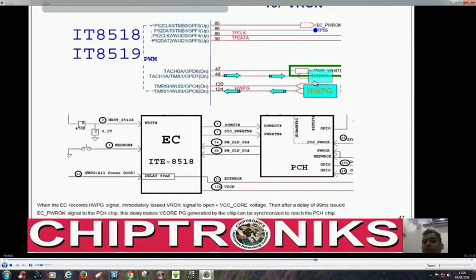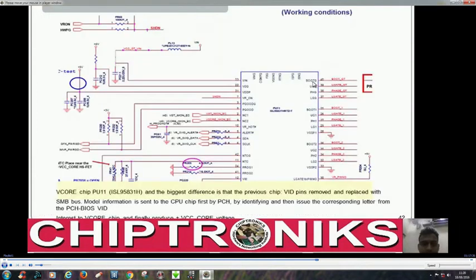It will generate VRON, and after a delay of 199 milliseconds, EC power OK is generated. Let's see where this VRON is coming from or going to. Obviously this VRON is going to the CPU core voltage regulator, right? This is the CPU core voltage regulator, and you can see this VIN is the input, right? This plus 5 volt is fed to the VDD.